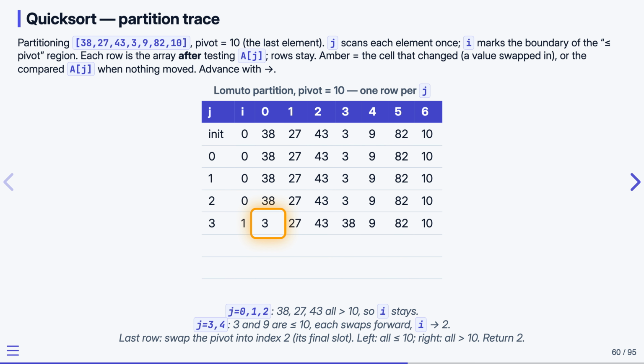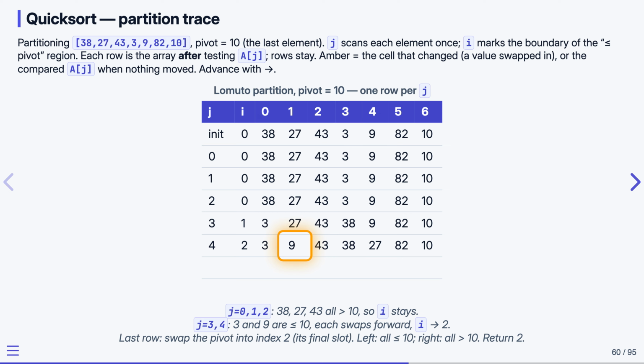j equals 3. A at index 3 is 3, which is less than or equal to 10. This is the first small value. We swap it into the boundary at index 0, the amber cell, and i moves to 1.